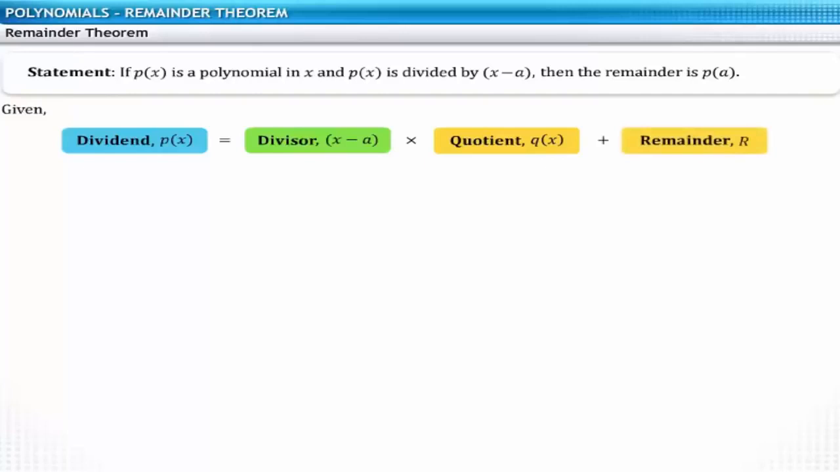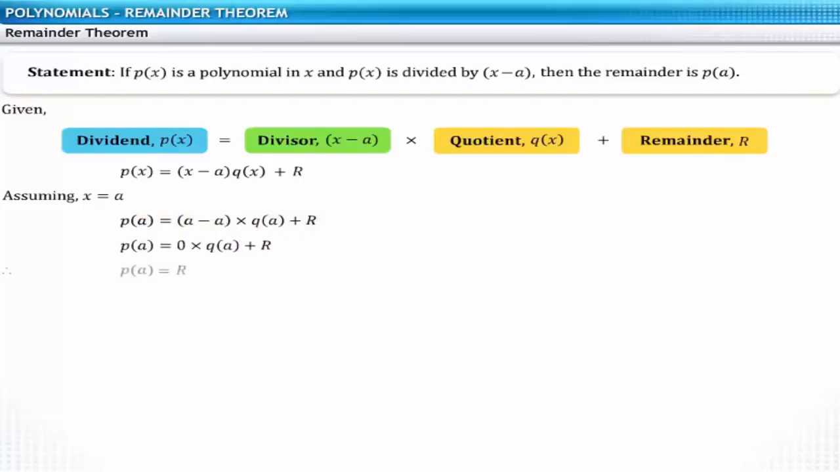On the basis of the division rule, you can derive the equation p of x is equal to x minus a times q of x plus r. This equation is true for all real values. Therefore, if we assume x is equal to a, then p of a is equal to a minus a times q of a plus r. On solving, you get r is equal to p of a.